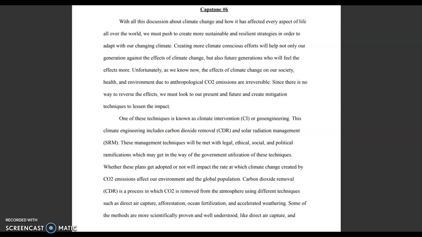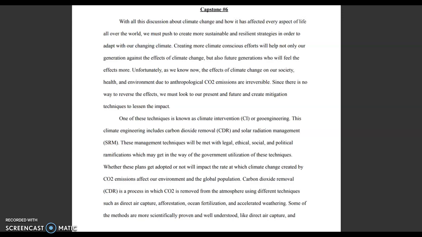These management techniques will be met with legal, ethical, social, and political ramifications, which may get in the way of the government utilization of these techniques. Whether these plans get adopted or not will impact the rate at which climate change created by CO2 emissions affects our environment and the global population.